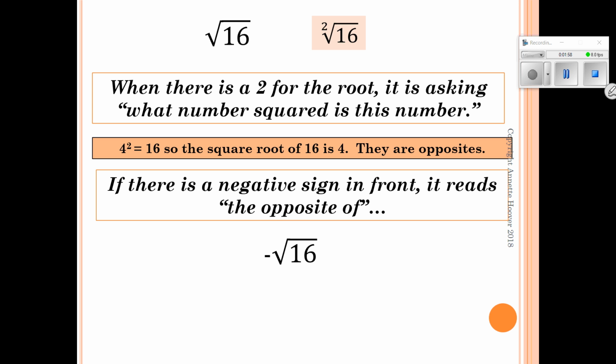We have to be really careful about the negative signs. If there is a negative outside of the radical sign, then we read this as the opposite of the square root of 16. So to evaluate that, we would take the square root of 16, which is 4, and the opposite of that would be a negative 4.